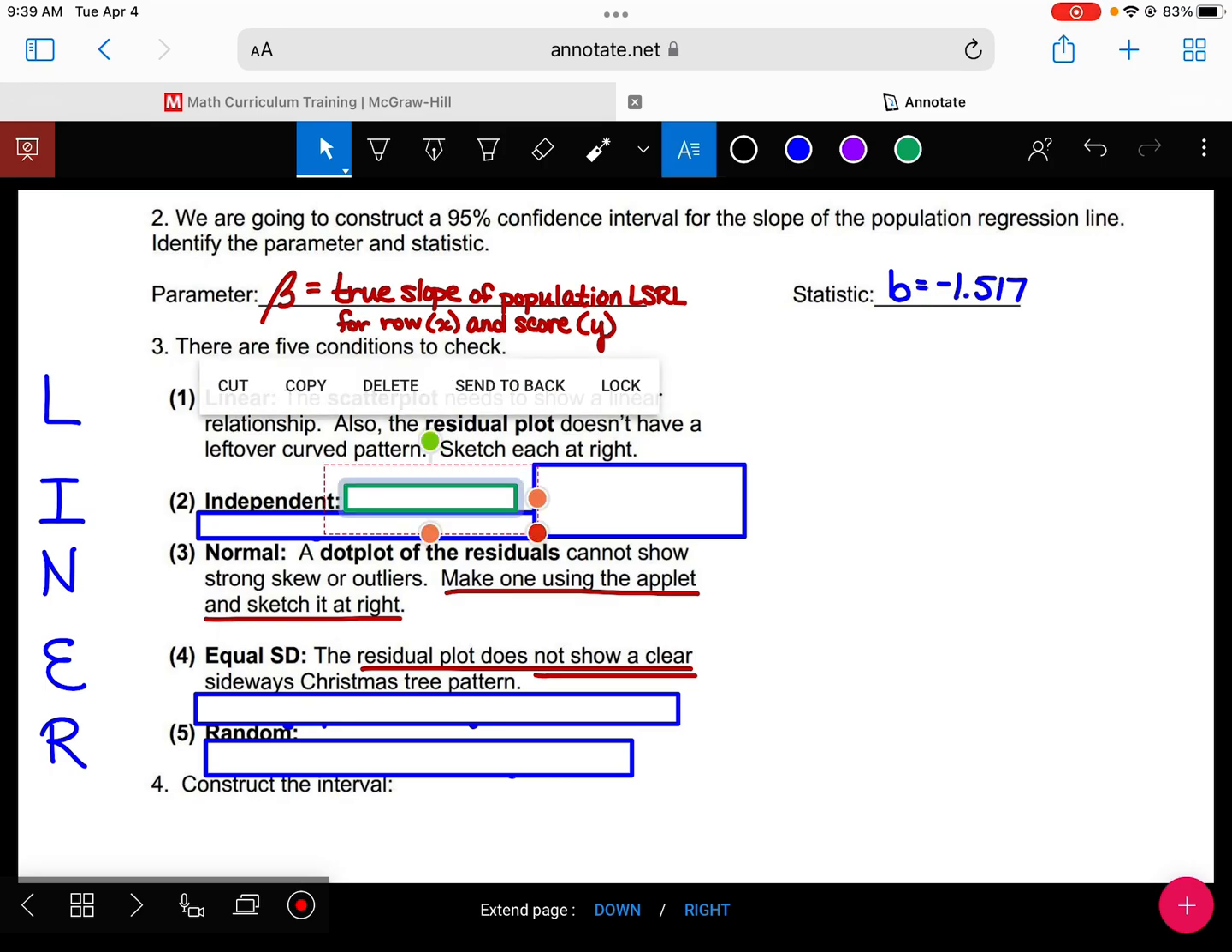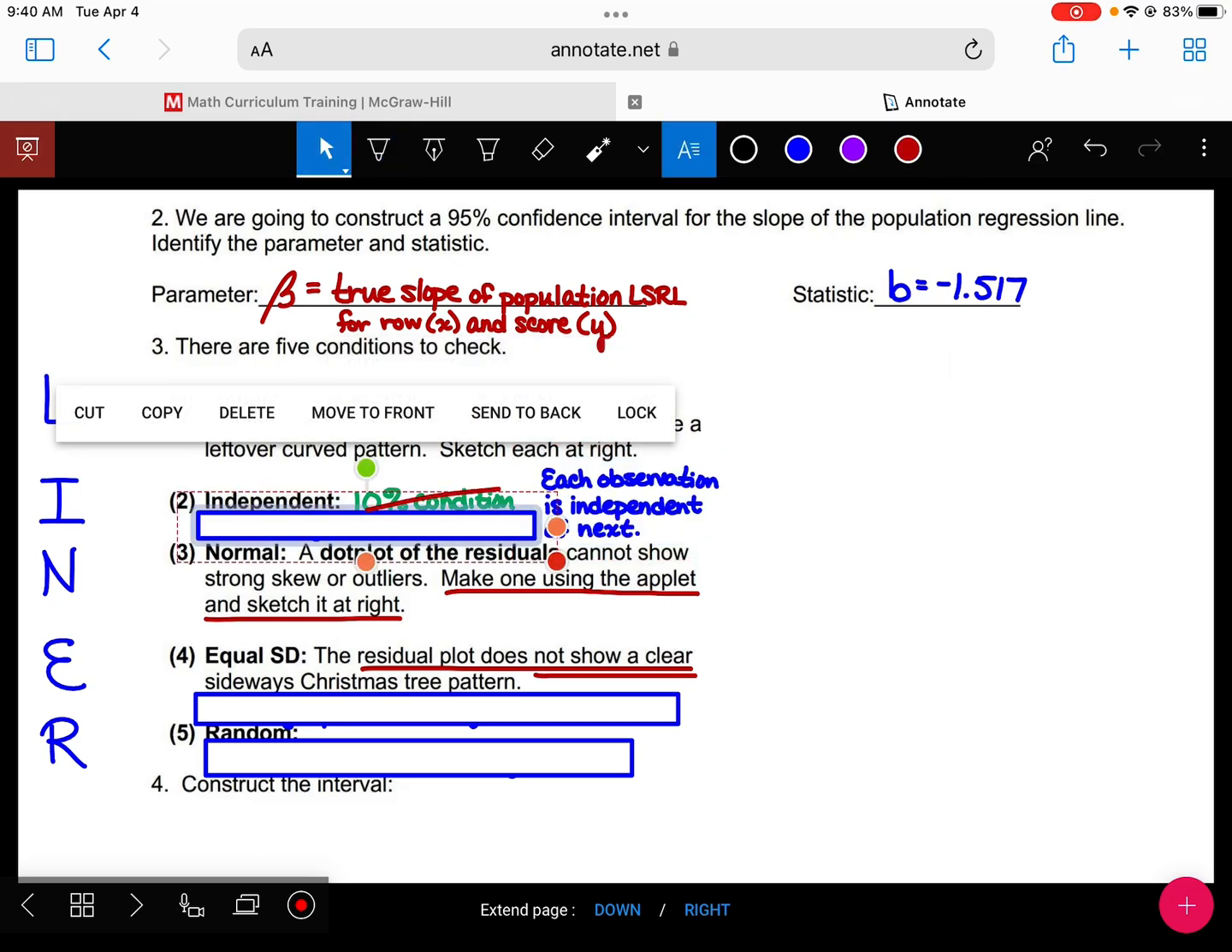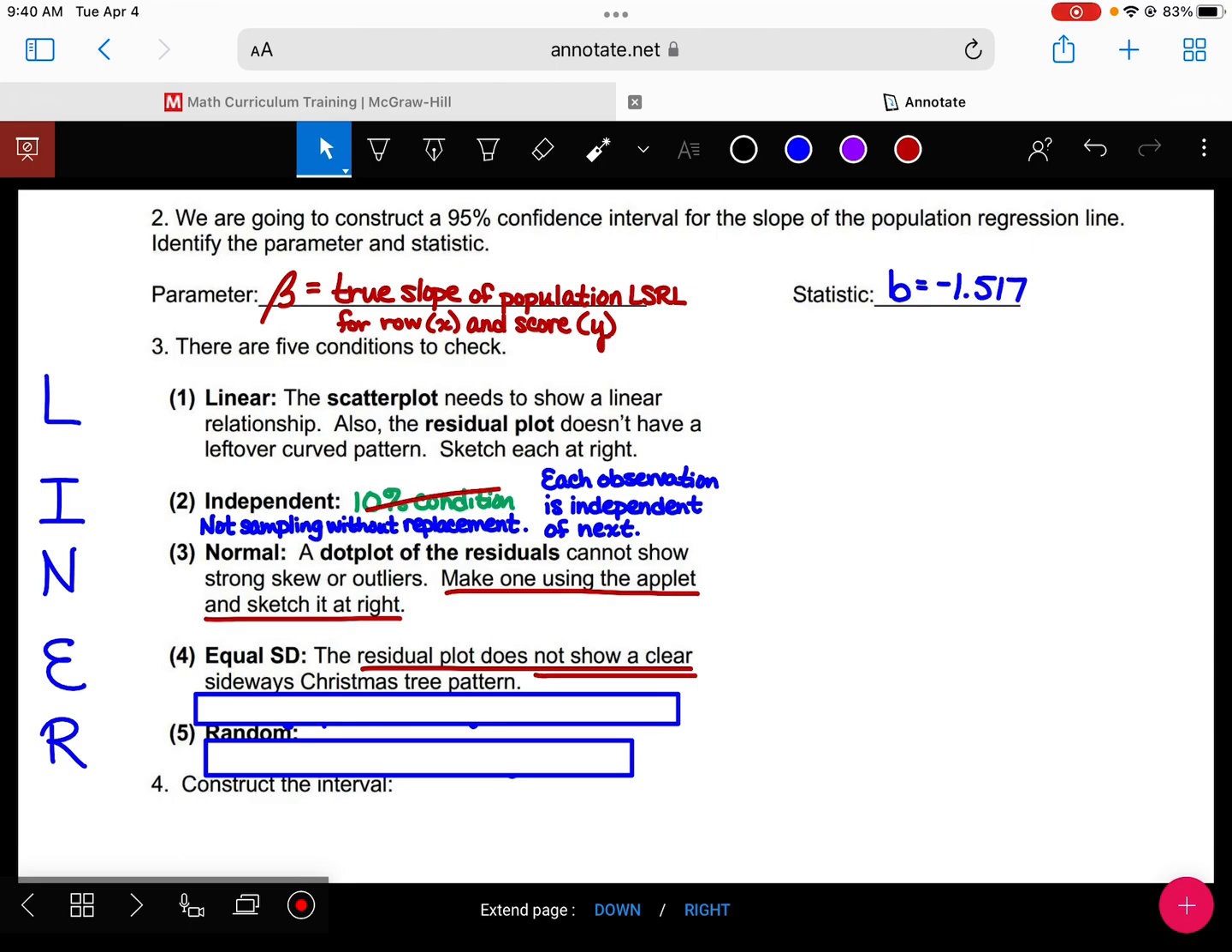Independent. It's normally my 10% condition, right? Think about this situation. What did the teacher do in this situation? Were they doing sampling without replacement? They did random assignment. Do I need the 10% condition if we're doing random assignment? So in this case, I don't need 10%. Not sampling without replacement, each observation is independent of the next. If I'm doing random sampling, then to check my independence, I would need to check my 10% condition.